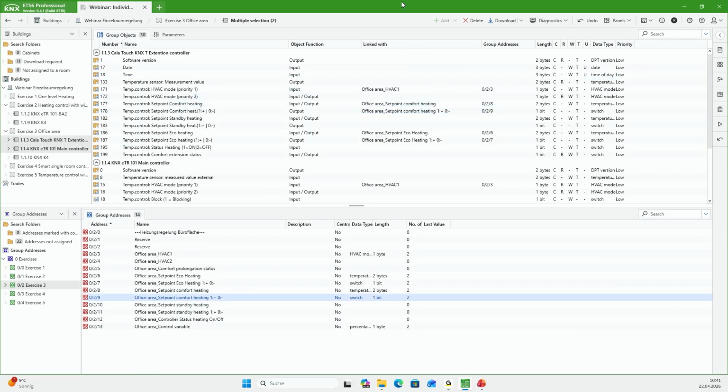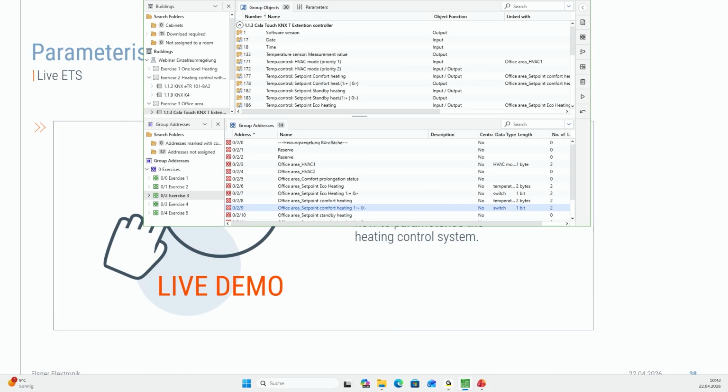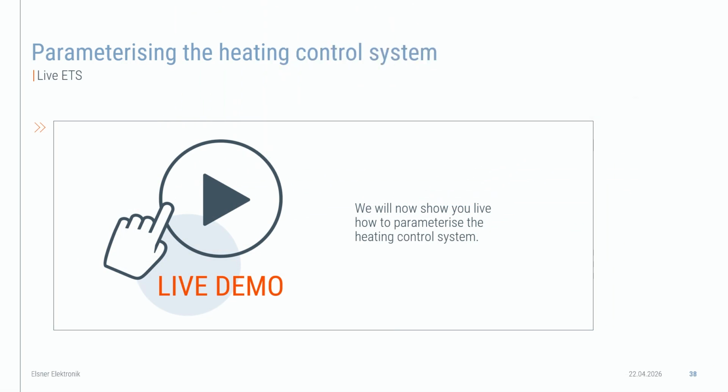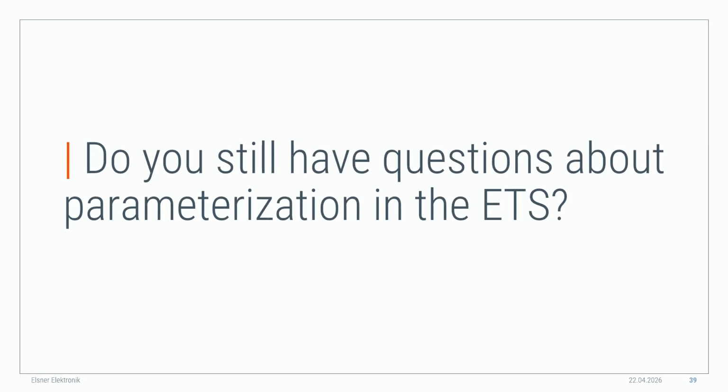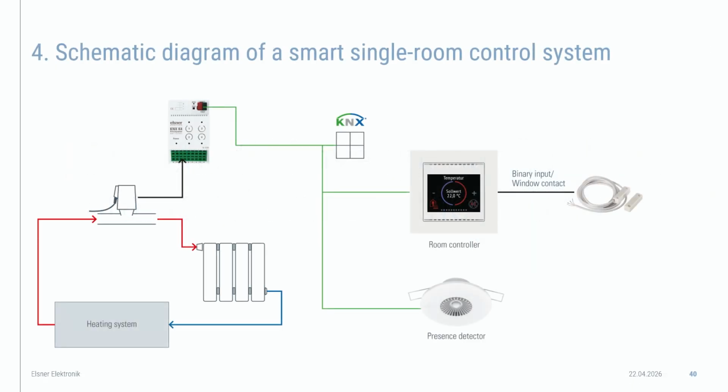Okay, thank you, Karim. I think it's clear, and we want to go to the next exercise. So we will move forward now with the examples that we have, and here we have a schematic diagram of a smart single room control. The window contact, for example, is a reed switch. We discussed this before, and it is connected to the binary input of the Kala Touch.